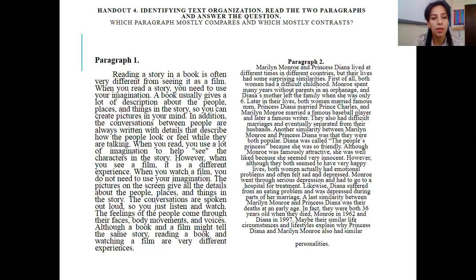In addition, the conversations between people are always written with details that describe how the people look or feel while they are talking. When you read, you use a lot of imagination to help see the characters in the story. However, when you see a film, it is a different experience. When you watch a film, you do not need to use your imagination. The pictures on the screen give all the details about the people, places, and the things in the story.